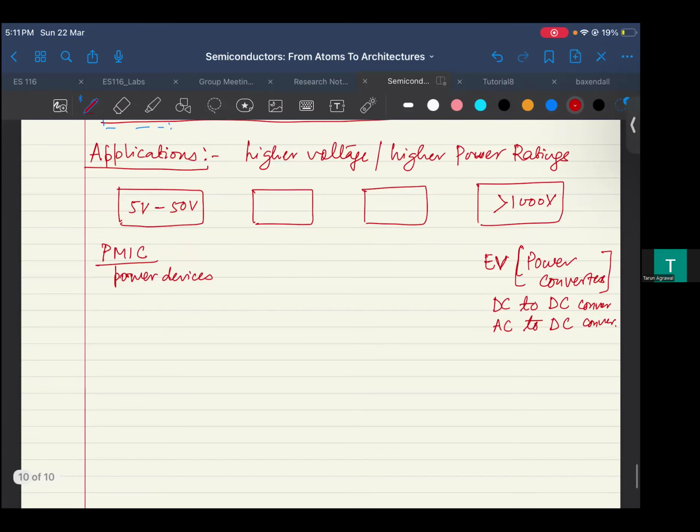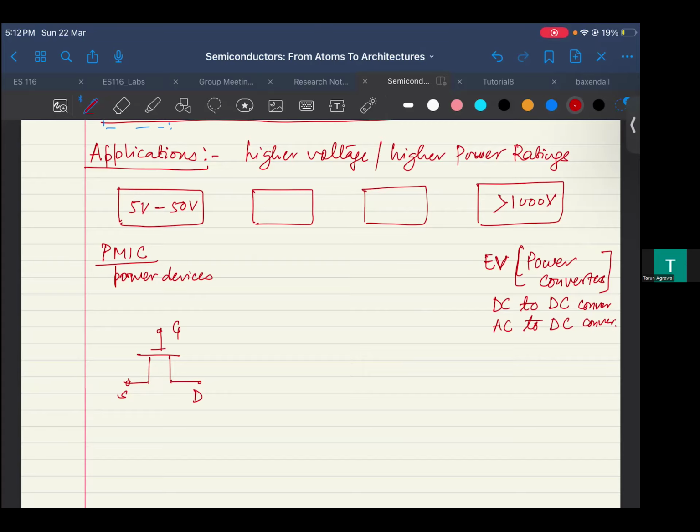Now the question comes: I understand that I would require higher voltages, so what do I need to change in my device? You have been talking about something which I have been seeing as a switch, which is our MOSFET. Now, you are saying that this MOSFET cannot operate at very high powers. Why is that so? First, let's understand why this MOSFET is not able to operate at high power.